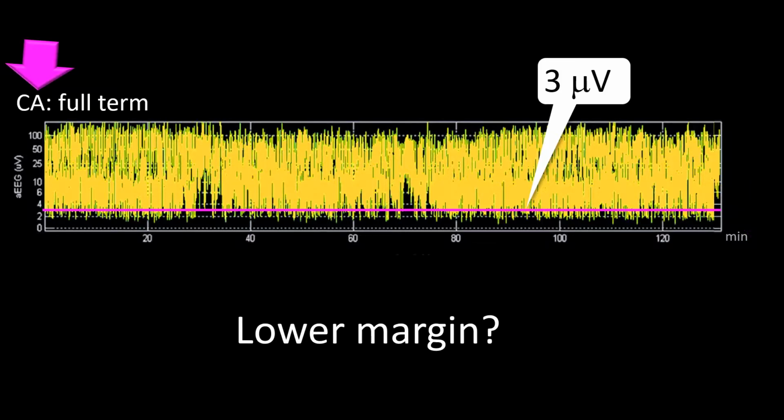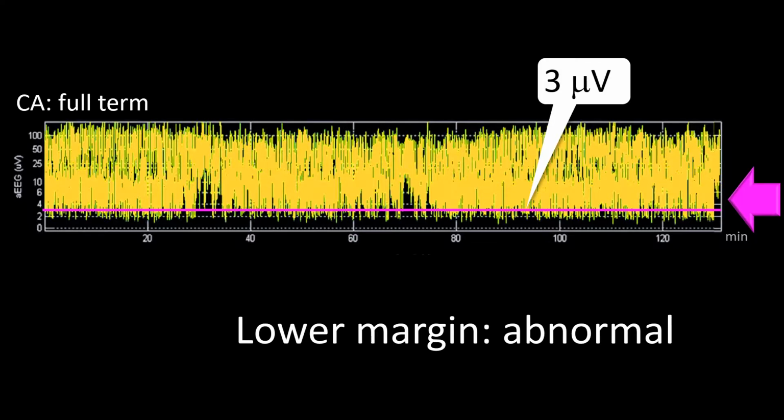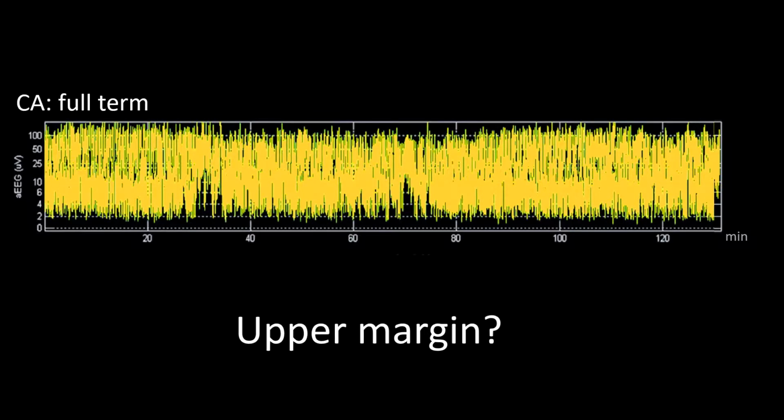The normalcy of lower margin amplitude also relates to conceptional age. At term, the lower limit of normal for the lower margin is 5 microvolts. Hence, in this case, it is abnormal. Now we look for the upper margin and choose it following the same directives as we did for the lower margin.